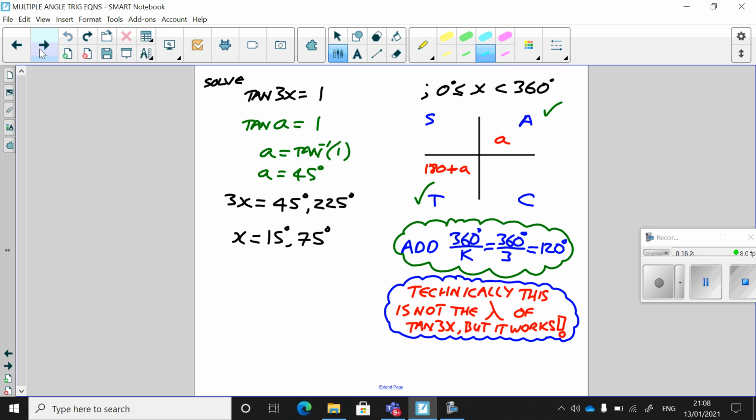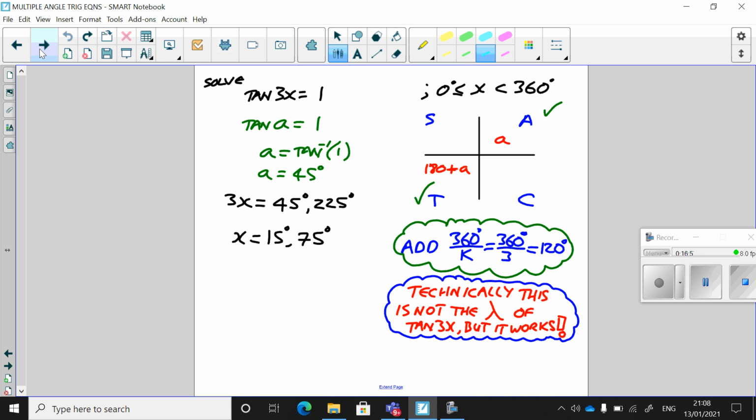Like it's saying there, tangent actually has a wavelength, a periodicity of 180. But don't worry about that, because this technique works. So we're not really talking about wavelengths here. I don't want to get into any more depth in this. You would take me down a cul-de-sac. Right, okay.